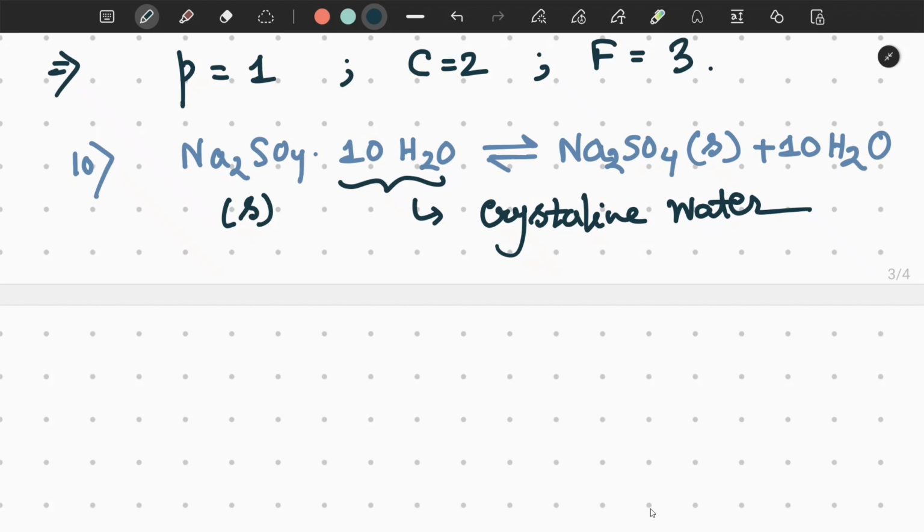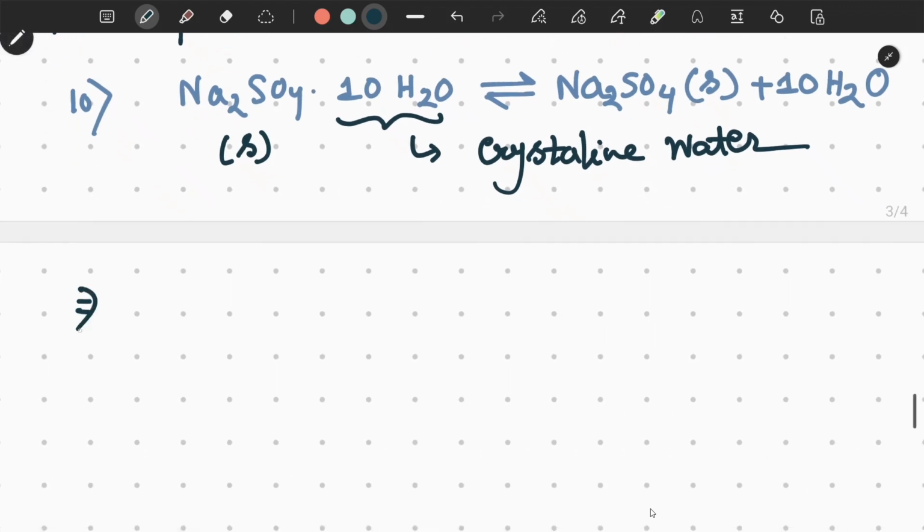So number of phases will be... This phase is different from the Na2SO4 solid. Every solid phase is different. Yes, every solid phase is different. Three phases. That I have already said. So that means phases will be three.